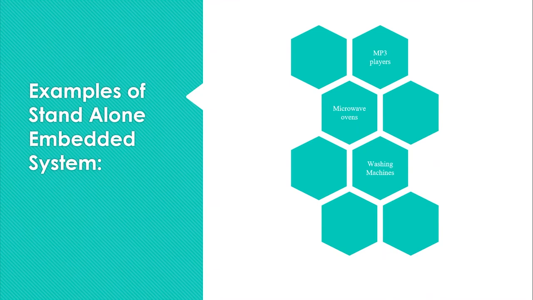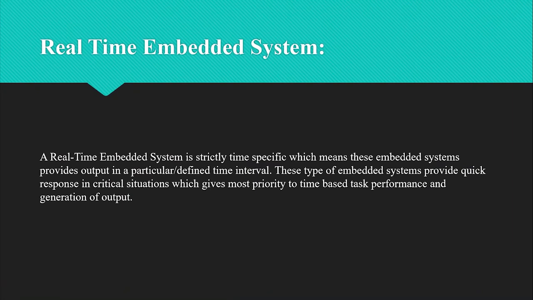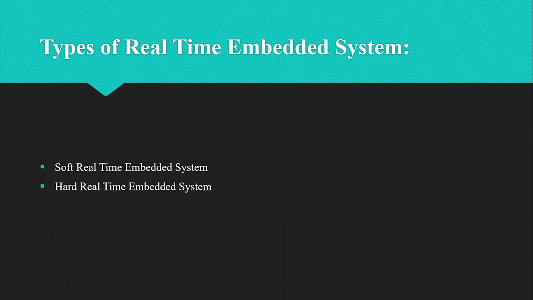Some examples of standalone embedded systems are MP3 players, microwave ovens, and washing machines. It can be more than this. So we'll see now the real-time embedded system. A real-time embedded system is strictly time-specific, which means this embedded system provides output in a particular defined time interval. This type of embedded system provides quick response in a critical situation, which gives most priority to time-based tasks, performance, and generation of output. These real-time systems are used in ABS and all the systems which require hard time.